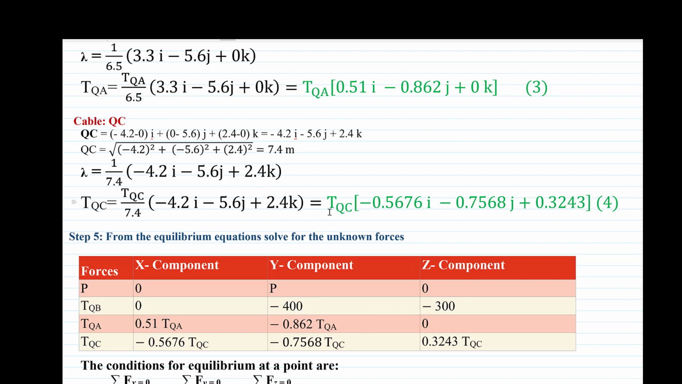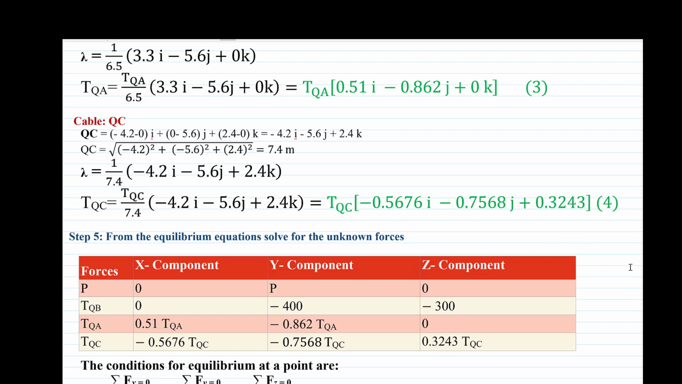And then the last equation, equation number 4, is going to be TQC minus 0.5676 multiplied by TQC, minus 0.7568 TQC, and then plus 0.3243 multiplied by QC. Don't forget the QC here. Okay, so now I listed all the components in the X direction, Y direction, and Z direction.